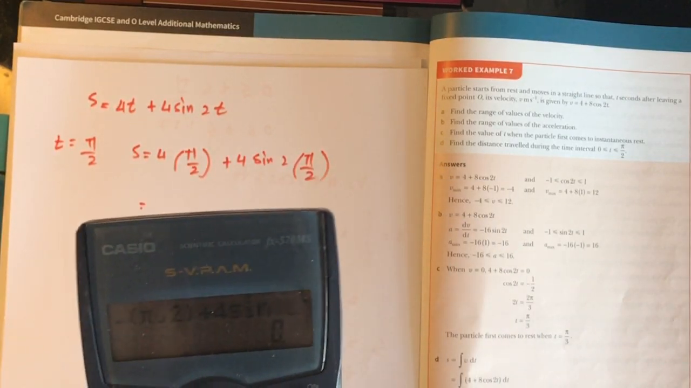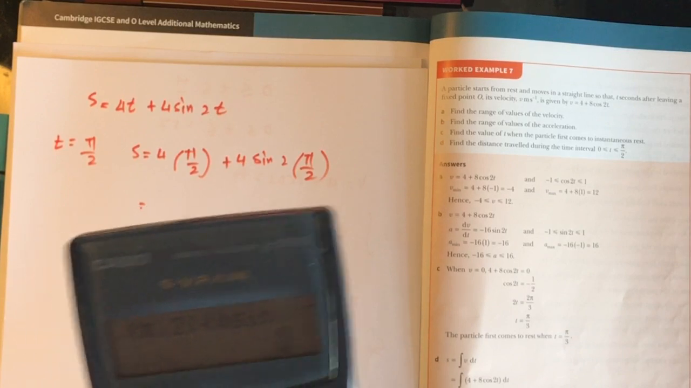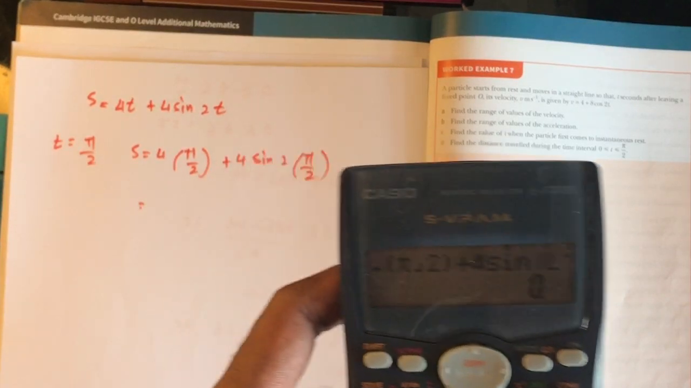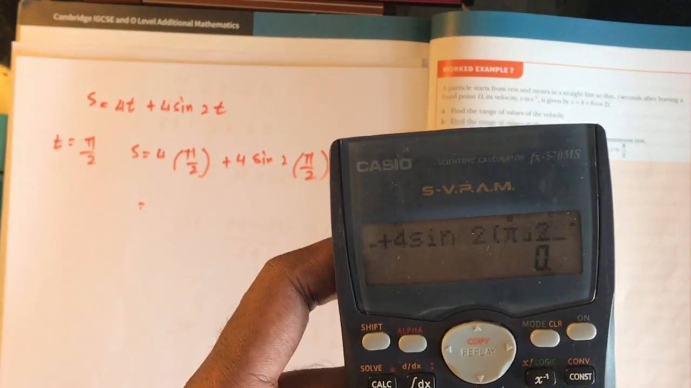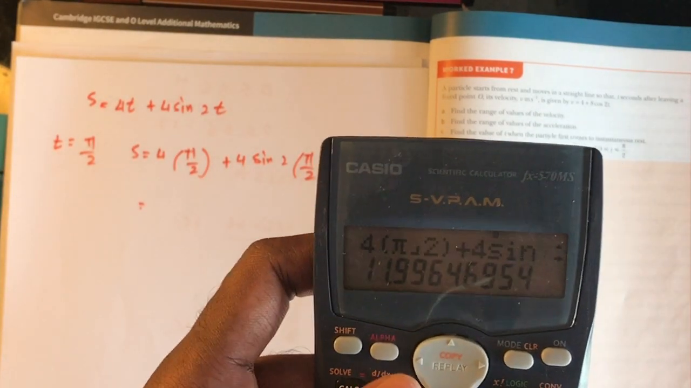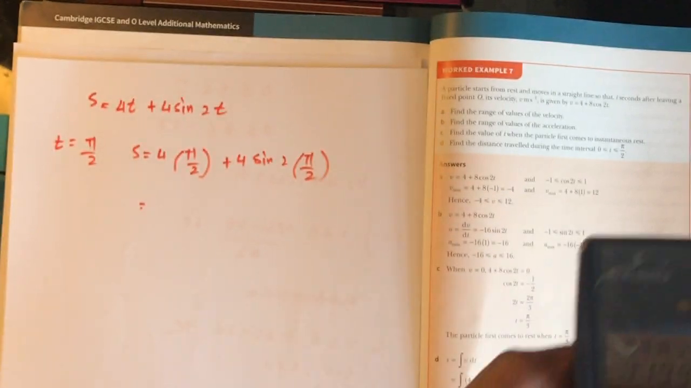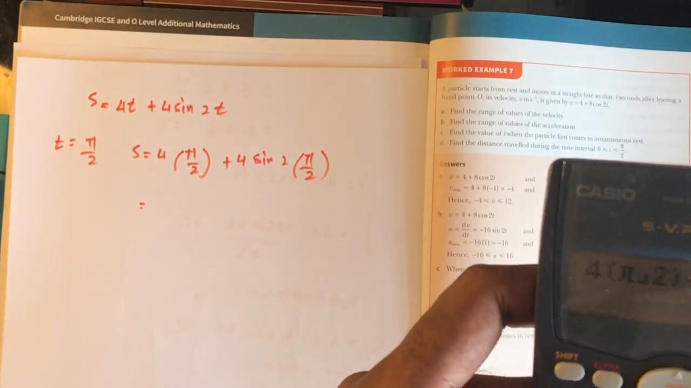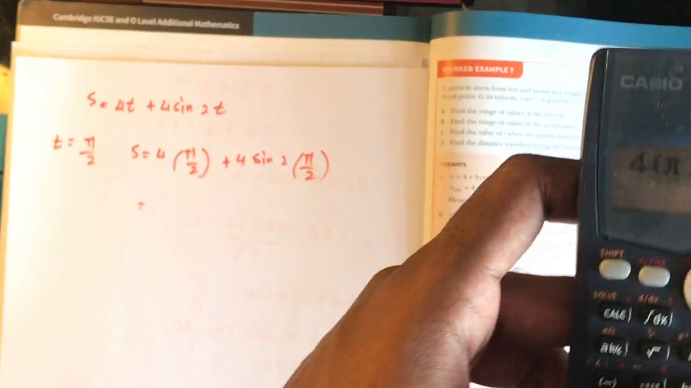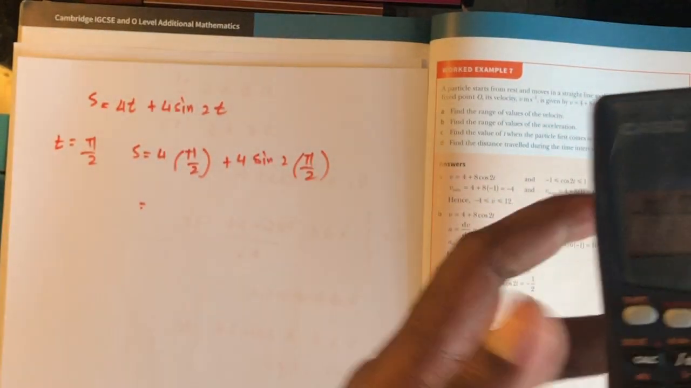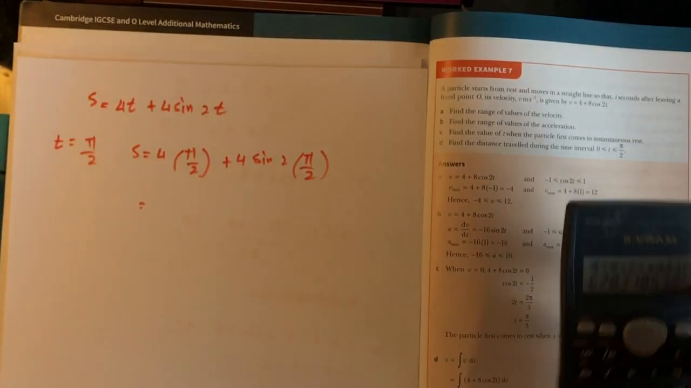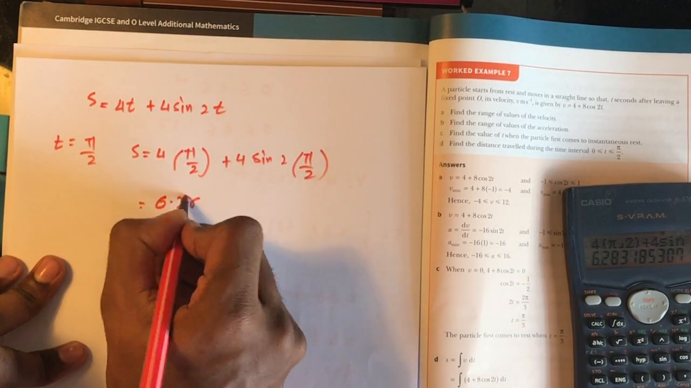Okay, wait, just give me a second. Okay, I noticed there's some problem here, but never mind. Sine 2 and then pi over 2. Okay, so 4 pi over 2, plus 4 sine, oh, it's pi only because it got cancelled off already, right? So it's pi only. So I get 6.28. See, I got 6.28. So he's caught already.